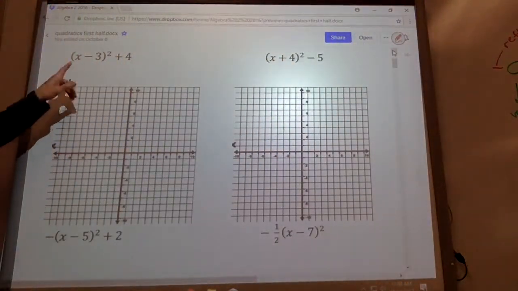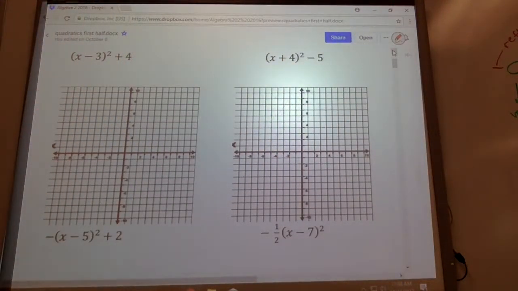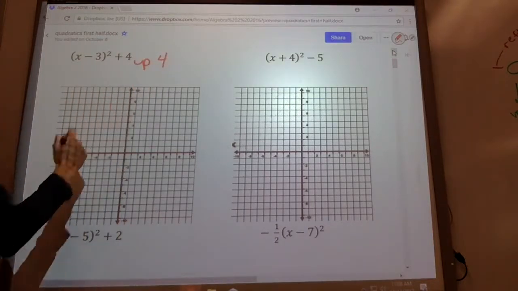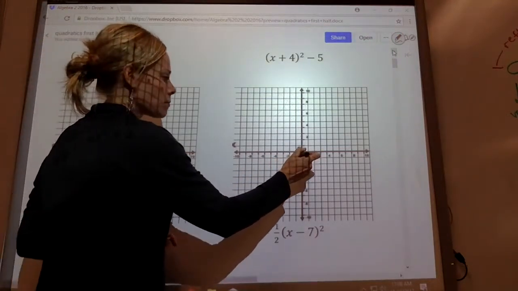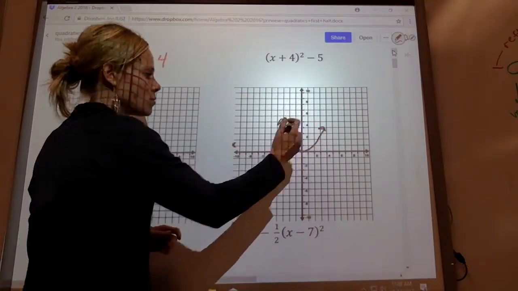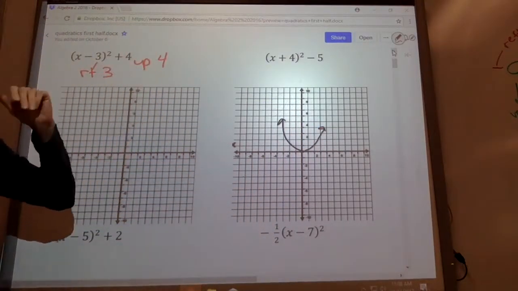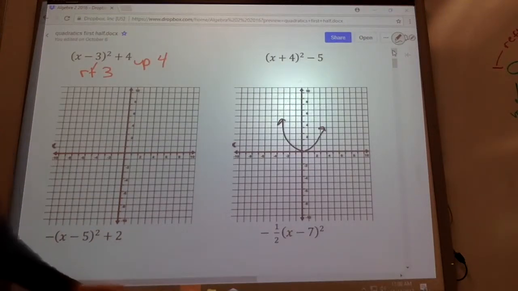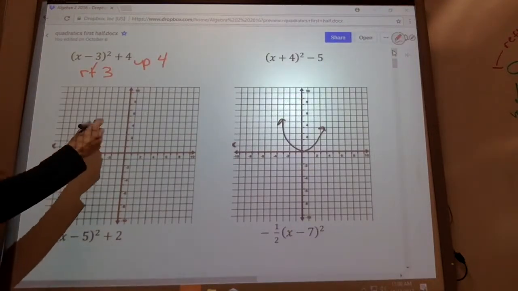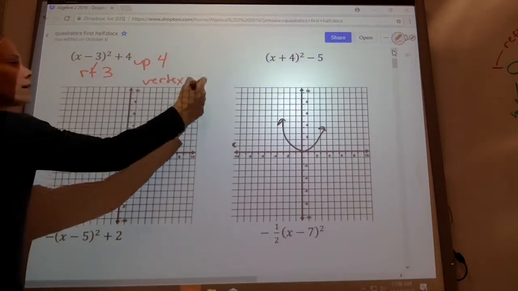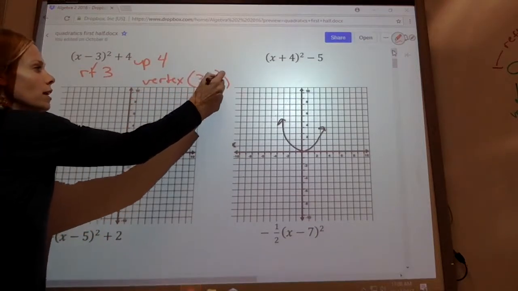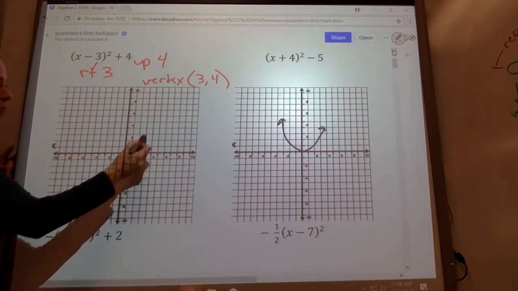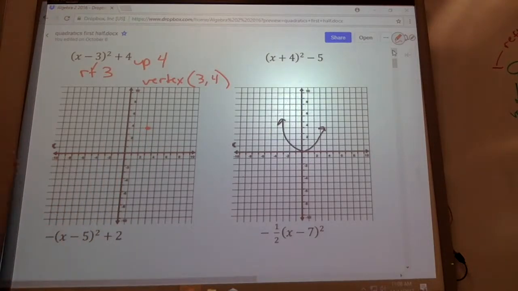All right, so if I look at this first example, what are my transformations? Up 4, very good. Right 3, very good. So if I went right 3, up 4, and what do we know about the parent function? Parent function's at 0, 0, and it's making a U shape. So if I went right 3, up 4, where's my vertex? 3, 4, very good. So I can start there, 1, 2, 3, 1, 2, 3, 4. My vertex is right there.